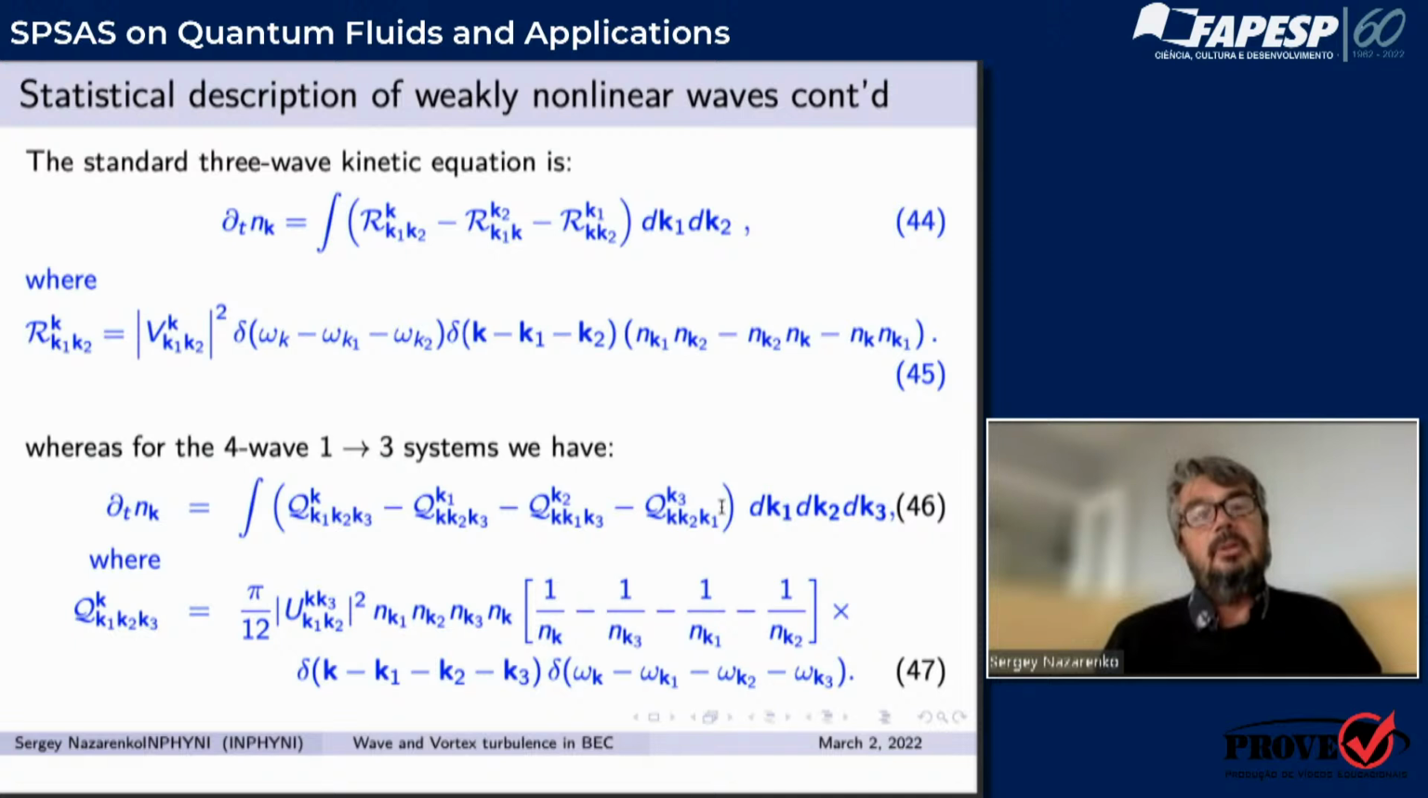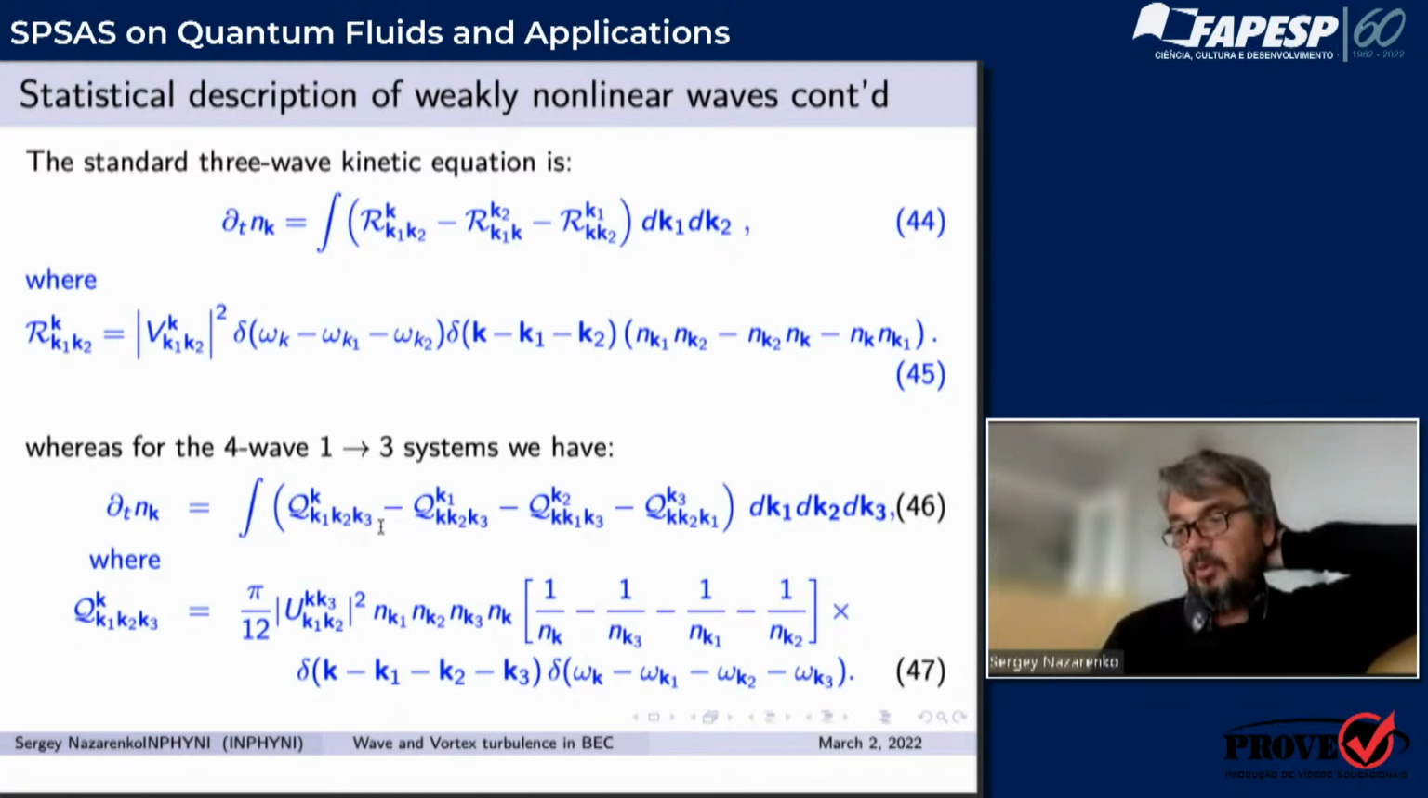In passing, I'll just tell you that a similar approach has been used to describe Bogolyubov waves on the background of a condensate, in which case the equation has a similar structure. And you see the conservation of energy and momentum in this case. But now you have three momenta and three energies, because in this case it's a three-wave interaction and not a four-wave interaction as before. Two phonons can merge and produce a third phonon. So K1 and K2 phonons merge and produce K. And therefore conservation has to be in this triad form.